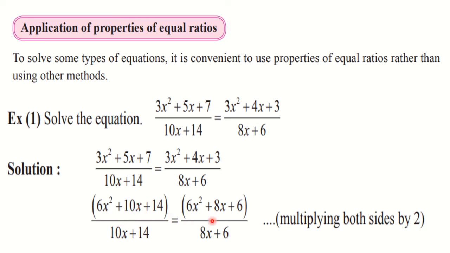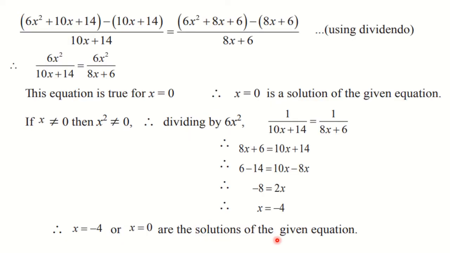Here since the signs are same, we are going to go for dividendo. See, using dividendo. That means subtracting denominator from the numerator. See, numerator minus denominator, both the places. Denominator is kept as it is. Now you will observe plus 10x and minus 10x cancelled. Plus 14 and minus 14 cancelled. 8x minus 8x cancelled and plus 6 minus 6 cancelled. So it is reduced now, that is 6x square upon 10x plus 14 is equal to 6x square upon 8x plus 6.